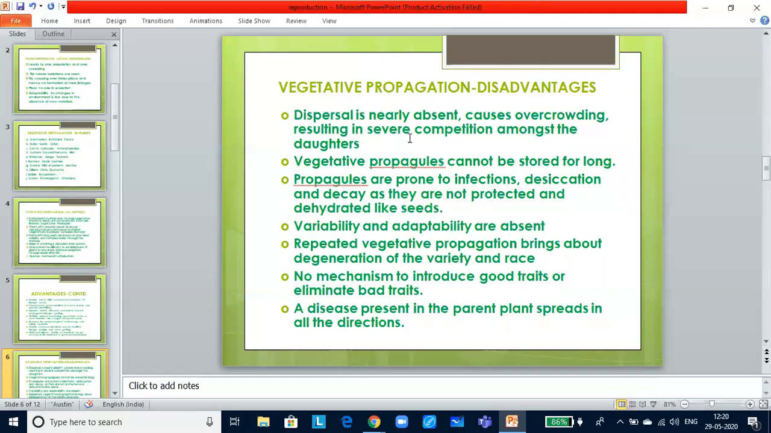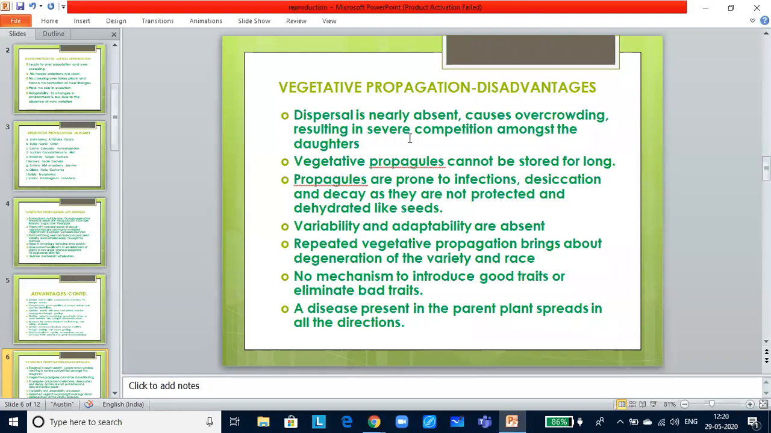Vegetative propagules, you can't store them for a long time because they are prone to infections, drying up and decay as they are not protected like seeds. You might have seen seeds. Seeds are dry structures which when you put in water and soil, then they germinate and start growing. You can preserve the seeds for any number of days. It will be viable once it comes in contact with the soil and water, or even it can be under a dormant condition for a very long time. But vegetative propagules, you do not see them like that.